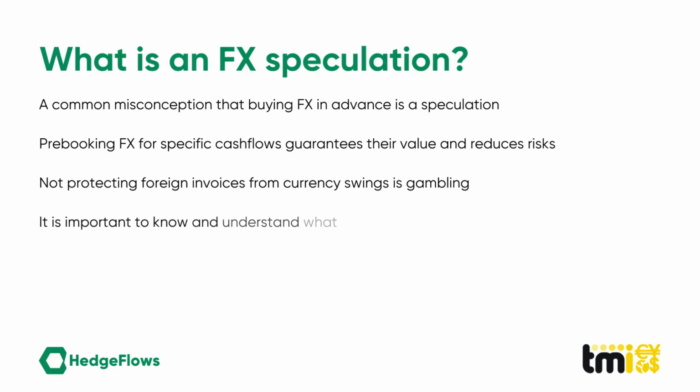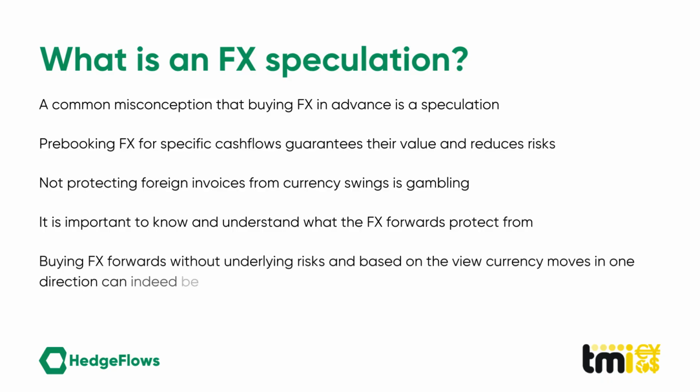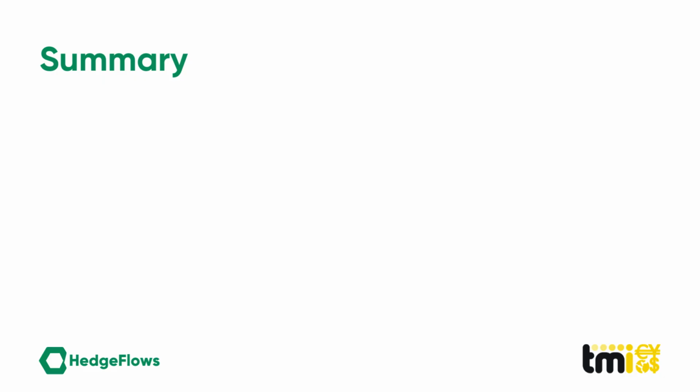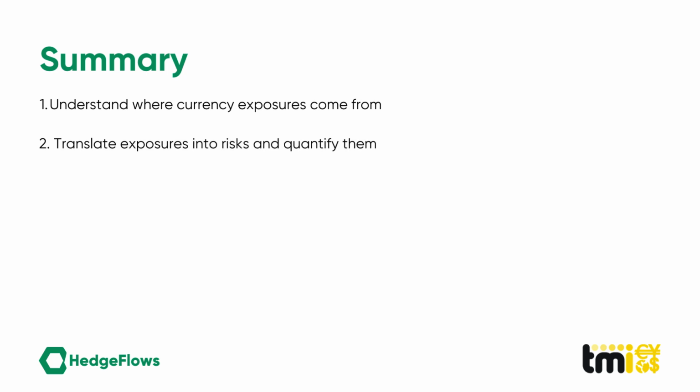The important thing is to have a clear understanding of the underlying exposures that you buy or sell currencies for. Buying or selling a currency without future currency cash flows to justify such a transaction would indeed be an example of speculation. To recap, these are the steps for creating a robust process for managing currencies in a growing business. 1. Understand where exposures are coming from and what they are. 2. Learn how to translate exposures into risks and quantify their size. 3. Select an appropriate method of mitigating these risks and implement it.